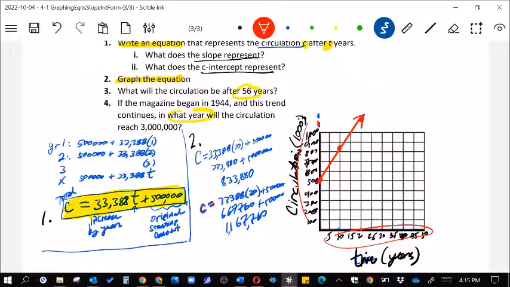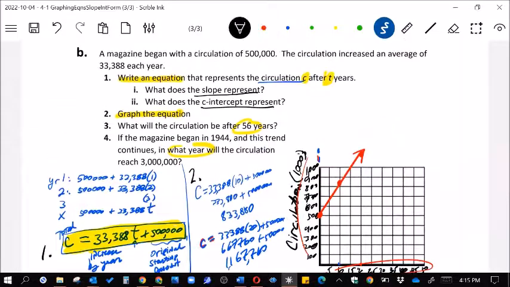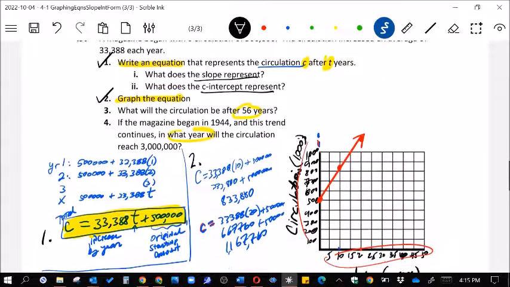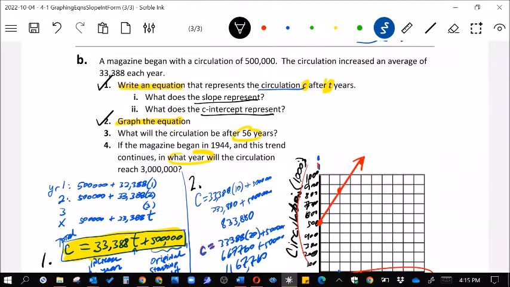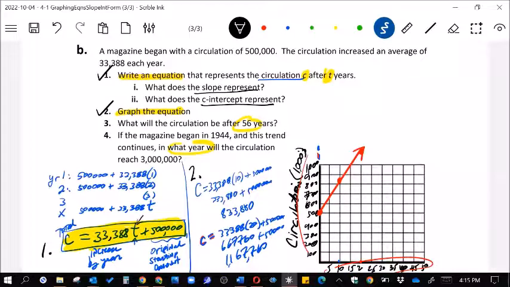Okay, let's do 3. So what I just did here is write an equation, graph it. Let's see after 56 years what would happen. And that's taking the equation and putting 56 in for the time. So for 3, C is equal to 33,388 times 56 plus 500,000.